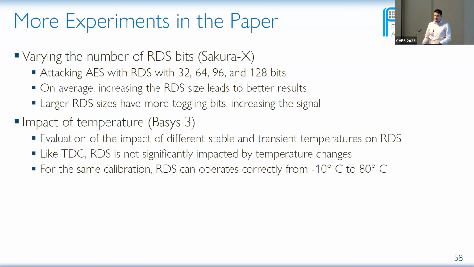We also perform various other experiments in the paper, so if you're interested, feel free to read them. One of them was varying the number of RDS bits, because in the previous experiments it was 128. We try to attack with RDS 32, 64, 96, and 128. The more bits we have, the more successful the attack is, because there are simply more bits toggling and increasing the signal. We also evaluate the impact of temperature on our sensor. We evaluate the impact of different stable temperatures, but also transient temperatures, so temperatures that are changing. And similar to TDC, RDS is not significantly impacted by temperature changes. For the same calibration, we've seen RDS operating successfully from -10 degrees Celsius to 80 degrees Celsius.